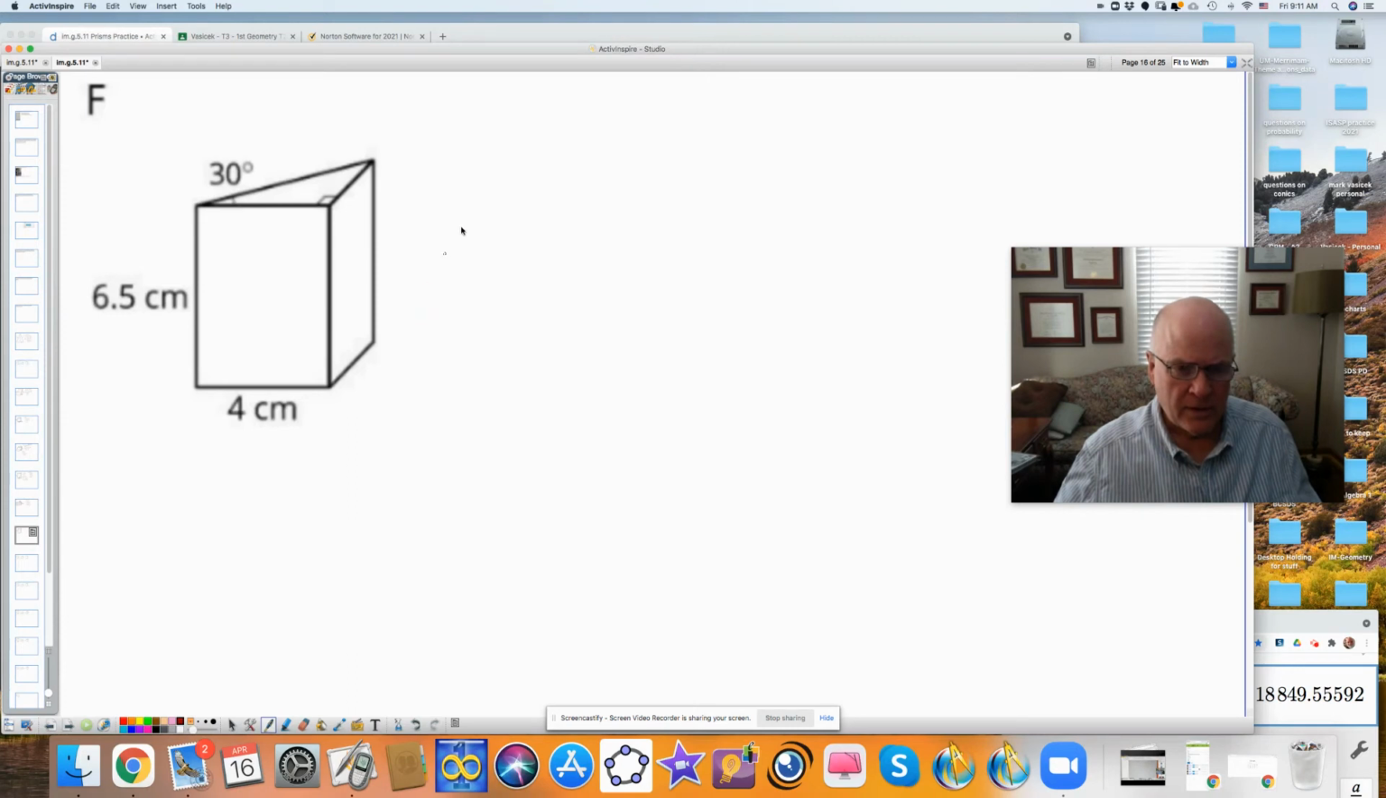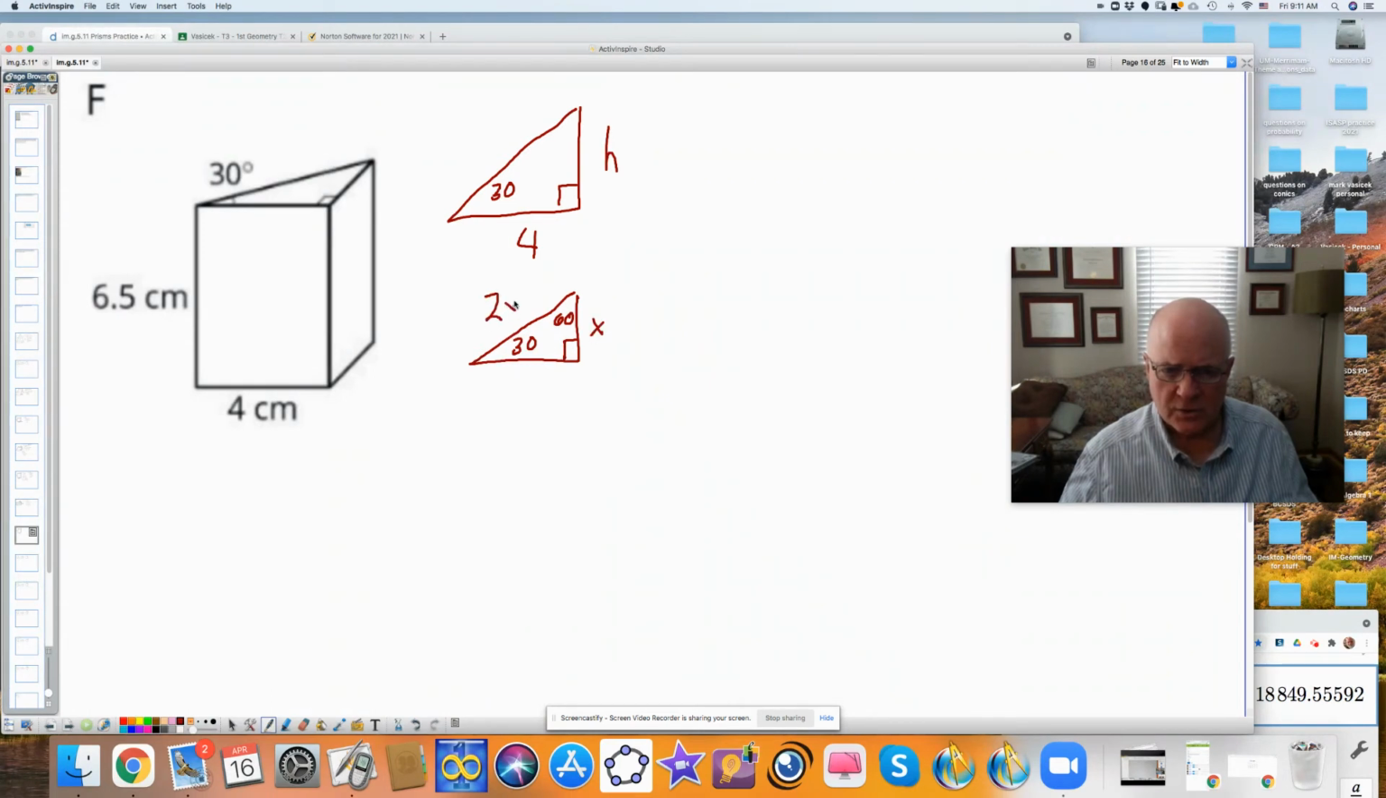And here, if you look at the triangle, it's a 30, 60, 90 right triangle. This side is 4. And I'm looking for the height here. I don't know what this is. Well, if I look at my model for a 30, 60, 90 right triangle, we have the shorter leg. The hypotenuse is double the shorter leg, and this is root 3 times the shorter leg. So I have x times the square root of 3 is equal to 4.